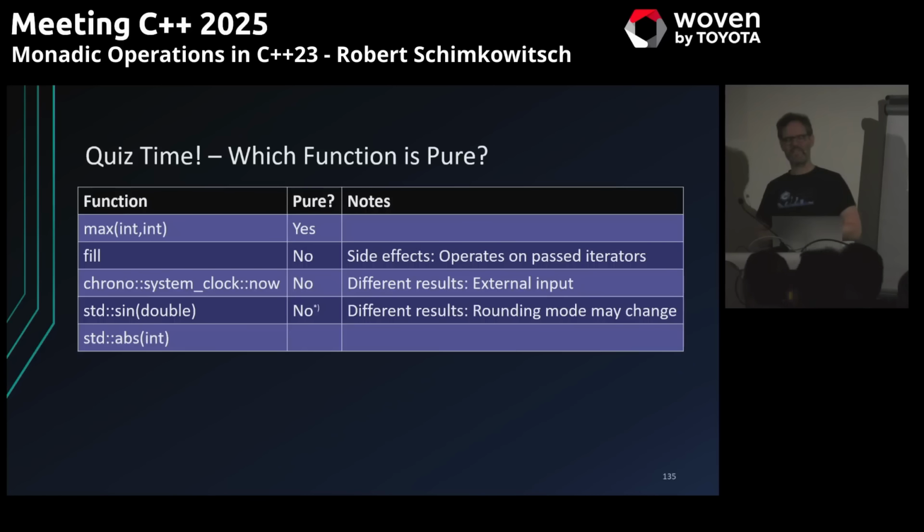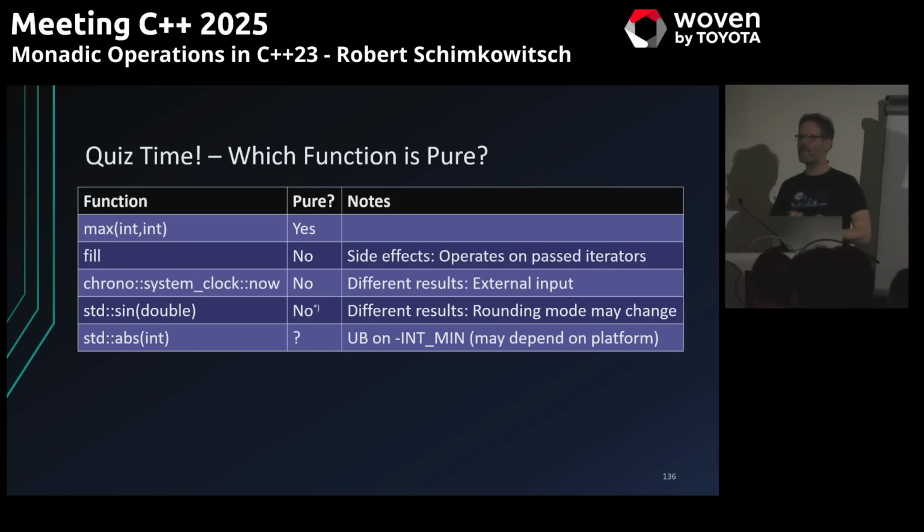Then we have std::abs, calculating the absolute value of an integer. Who thinks this is pure? And who thinks this is not pure? Well, it's theoretically pure, but then we have INT_MIN, and it's undefined behavior. What happens when we call it on INT_MIN? So can we say it's pure?